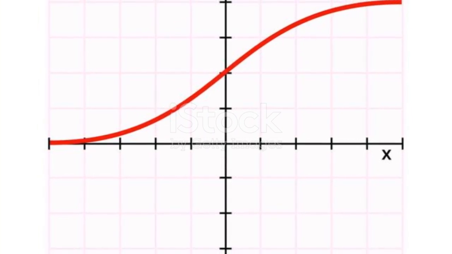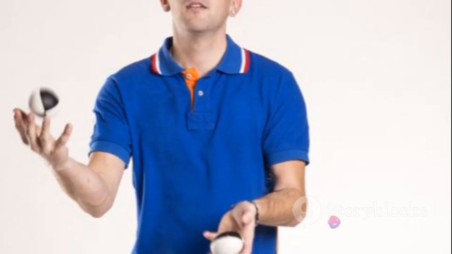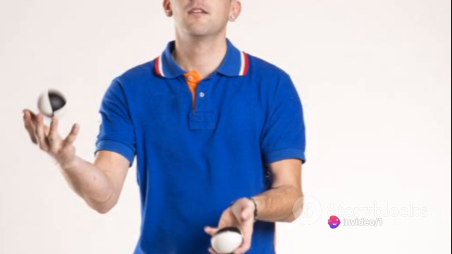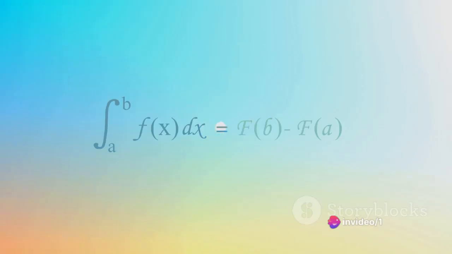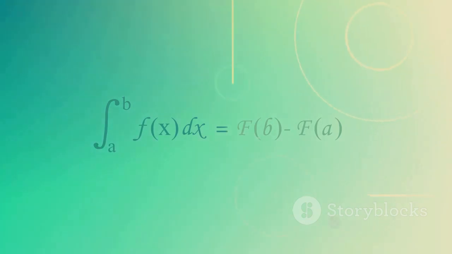Imagine trying to juggle too many balls at once. The more balls you add, the harder it becomes to keep them all in the air. That's how ridge regression works. It tries to keep the coefficients, or balls in this analogy, as small as possible to prevent any one of them from becoming too dominant.